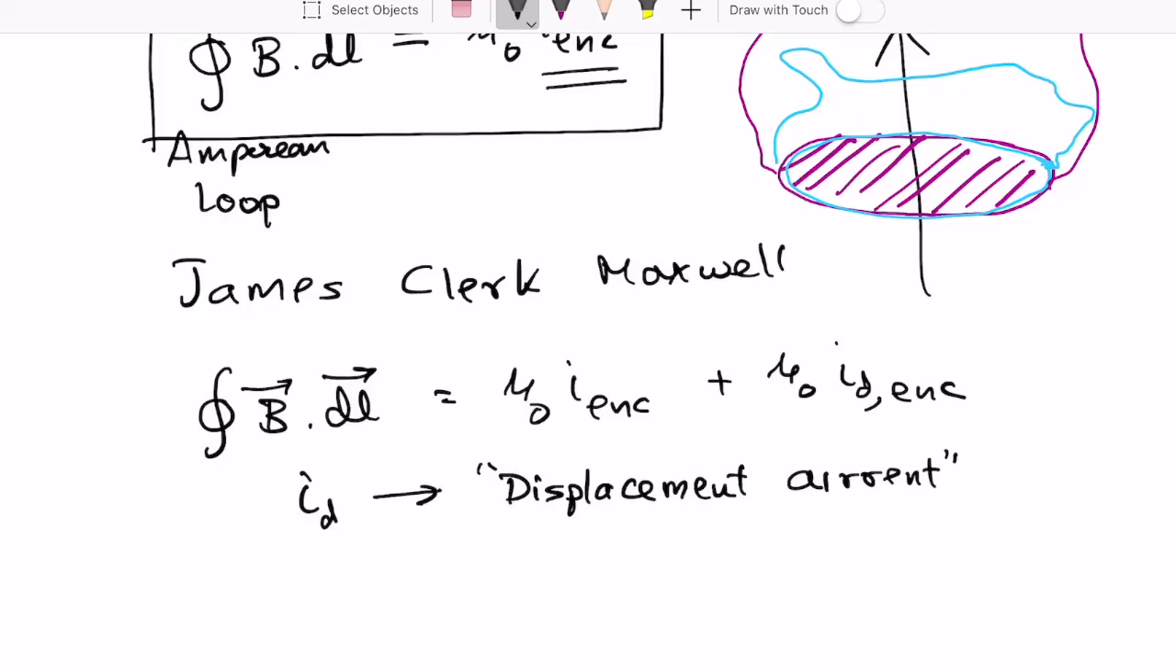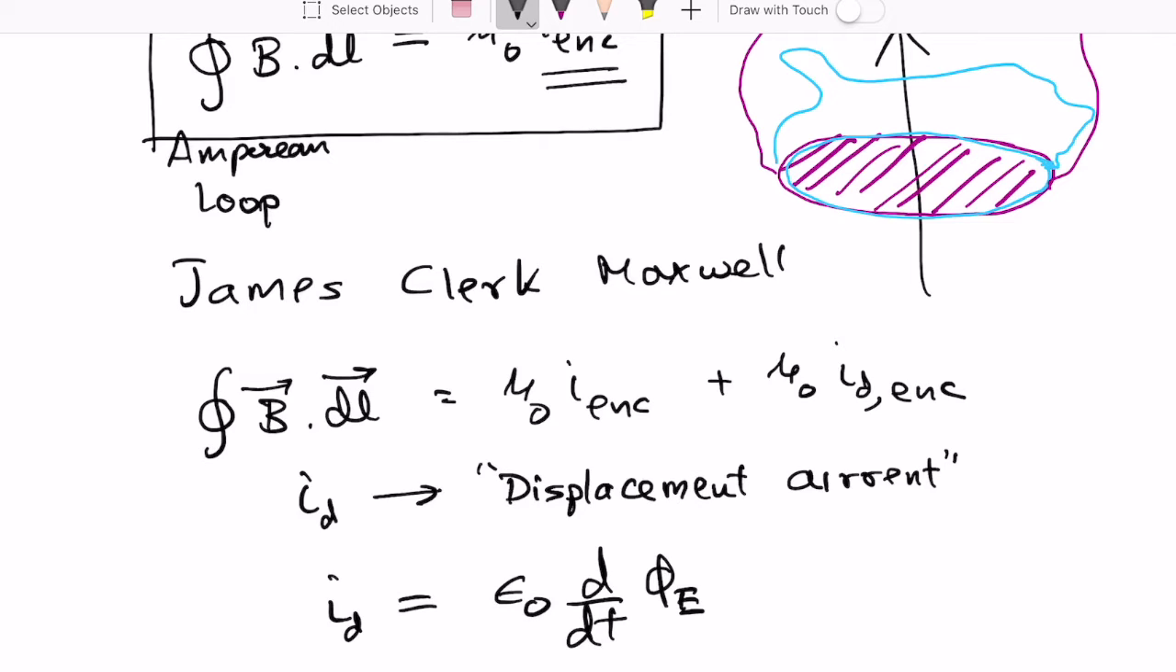What is the displacement current? The displacement current is this quantity. And this d is really a subscript, shouldn't be so large. The displacement current is this quantity. It's epsilon 0, which is our old friend from chapter 21, epsilon 0 d/dt of the electric flux.